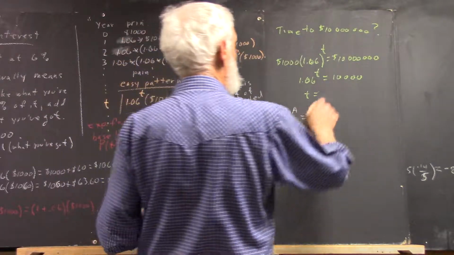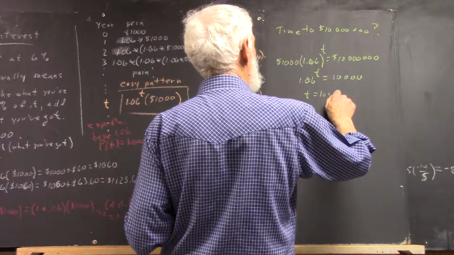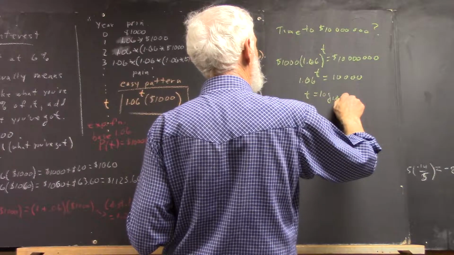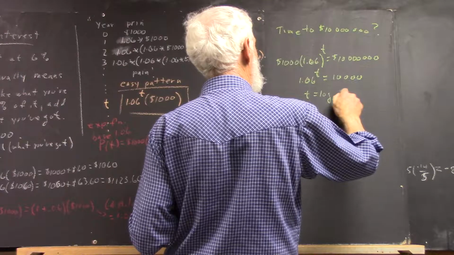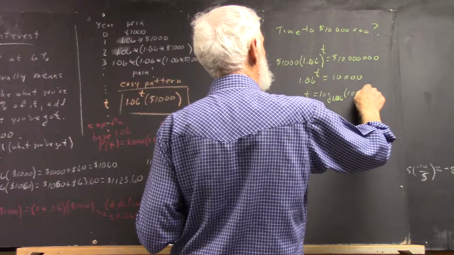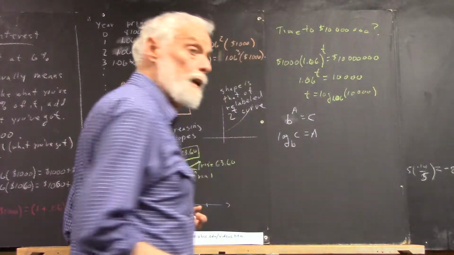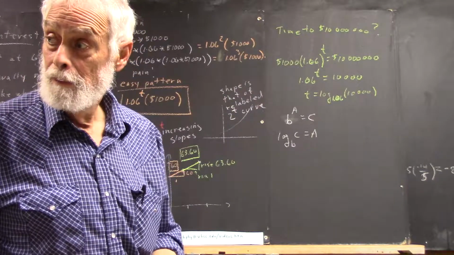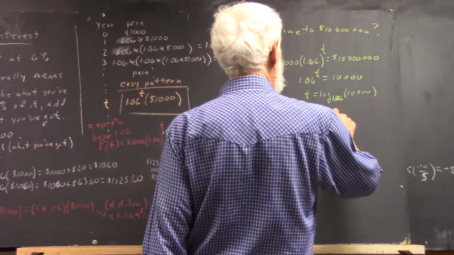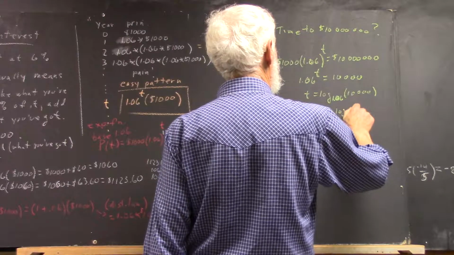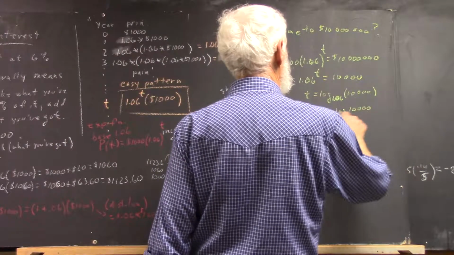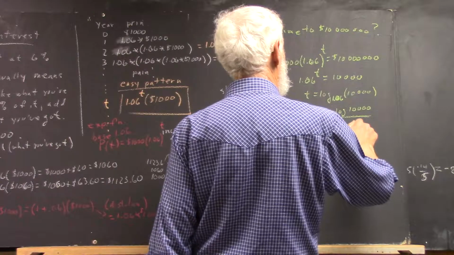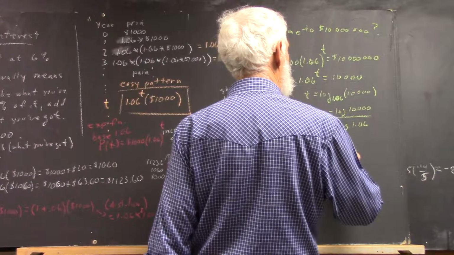So this is log to the base 1.06 of 10,000. How do you calculate that with a calculator? What rule do you use? I want log of 10,000 divided by the log of 1.06.